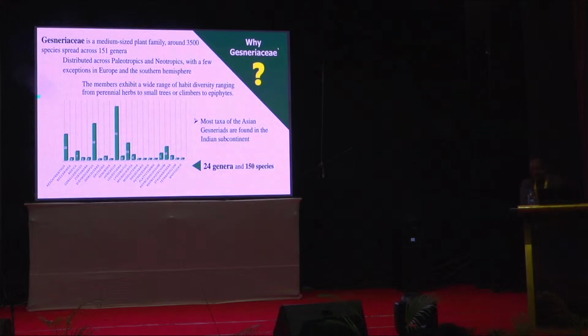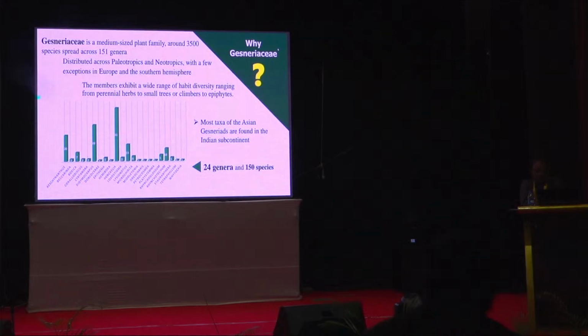And in India, the family is widely distributed, represented by 24 genera and 150 species. The genera include Kengilia with 41 species, followed by Didymocarpus with 28 species and Eskinanthus with 20 species, while most genera are represented by one, two, or three species. So altogether, the family is represented by 24 genera and 150 species.